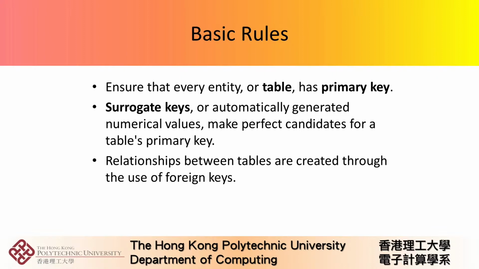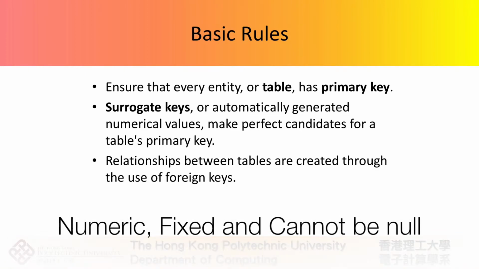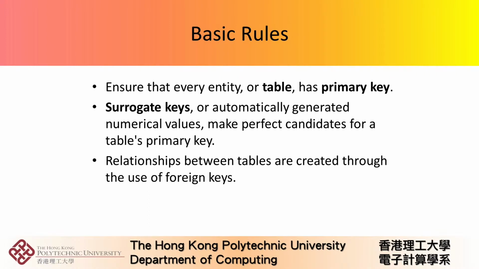When mapping an ERD diagram to a table, the first consideration is to ensure that every entity or table has a unique identifiable value called the primary key. Ideally, the primary key is short, numeric, does not change, and can never be null. Therefore, surrogate keys or automatically generated numerical values make perfect candidates for a table's primary key.